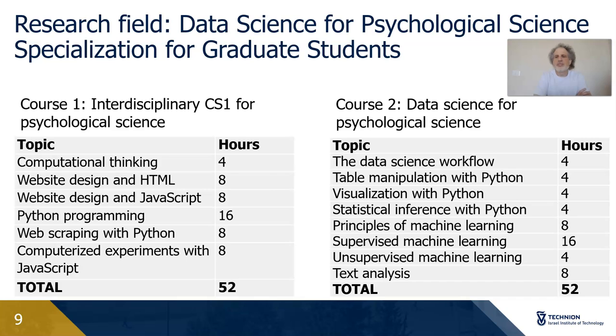And the second course in this specialization is data science for psychological science, and it included the data science workflow, table manipulation with Python using Pandas, visualization with Python using Matplotlib and Seaborn, statistical inference with Python using SciPy, the principles of machine learning, supervised machine learning, unsupervised machine learning, and text analysis. Again, a course of 52 hours in 1 semester.